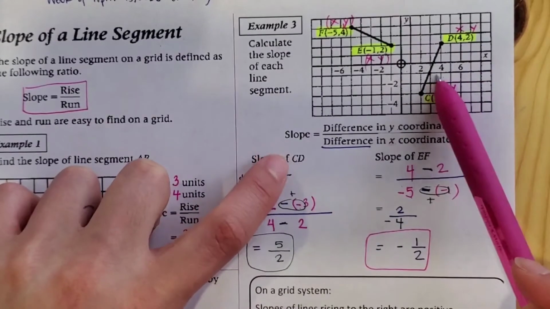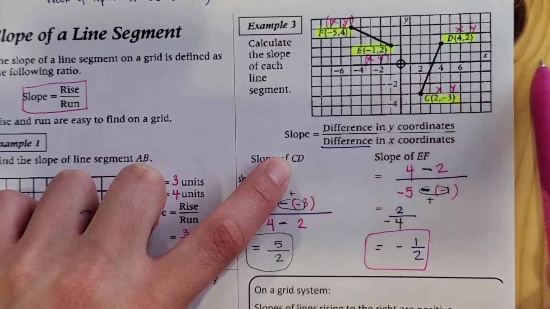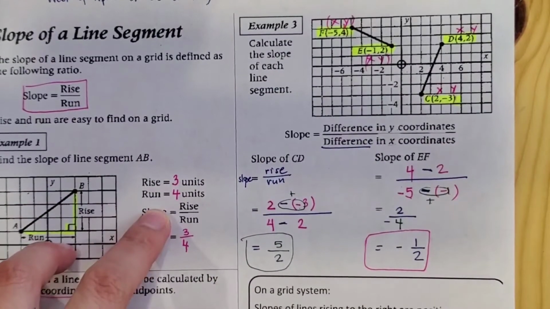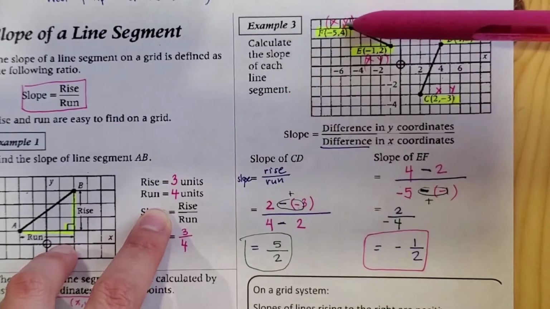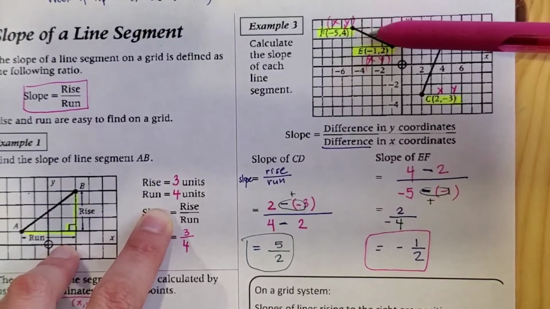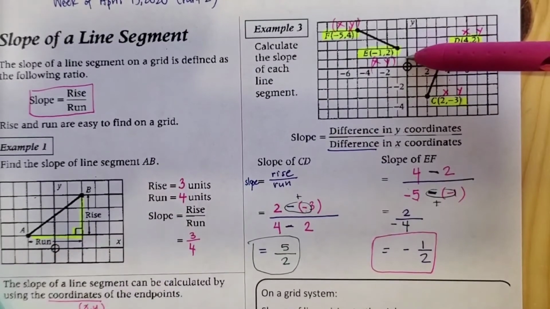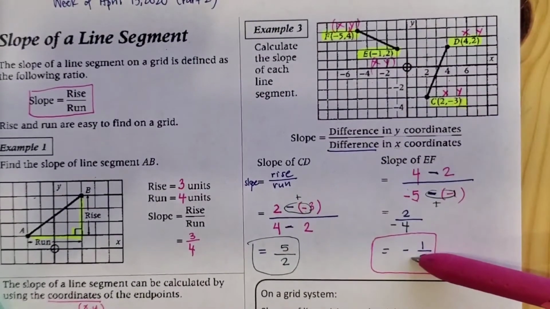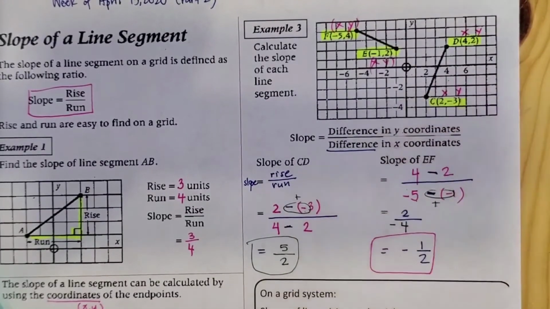So CD right here, it's a positive slope. It's going upwards as you're going from left to right. Slopes of lines declining to the right are negative. So again, if you're reading a book, you look at point F, and as you keep going to the right, it's going downwards. So that's what we call a negative slope. That's why the slope here for FE is negative, and this one is positive.